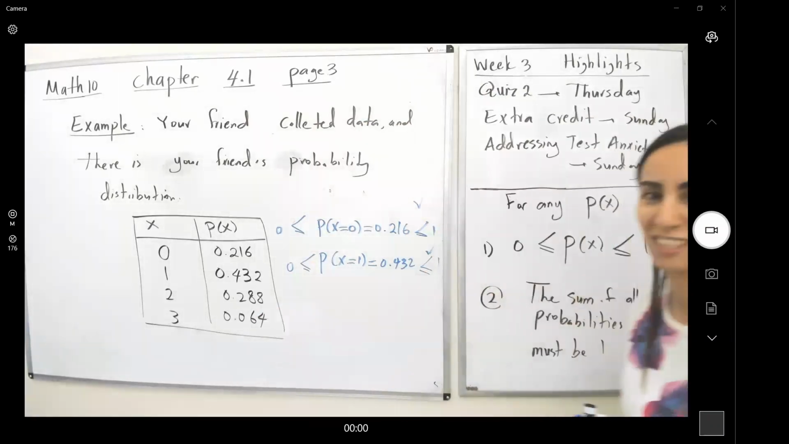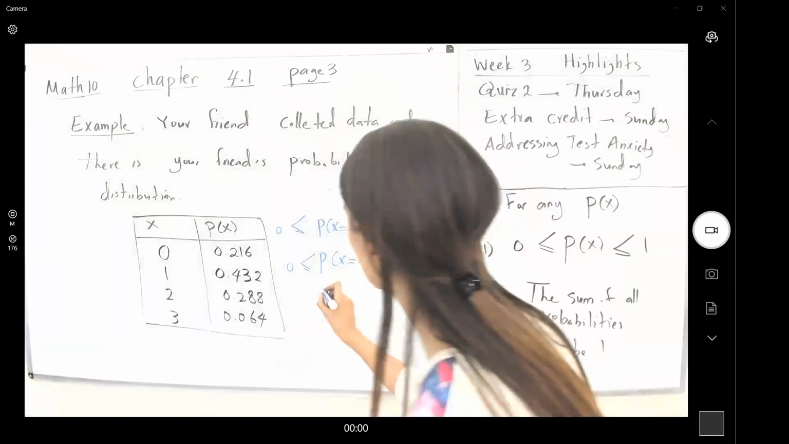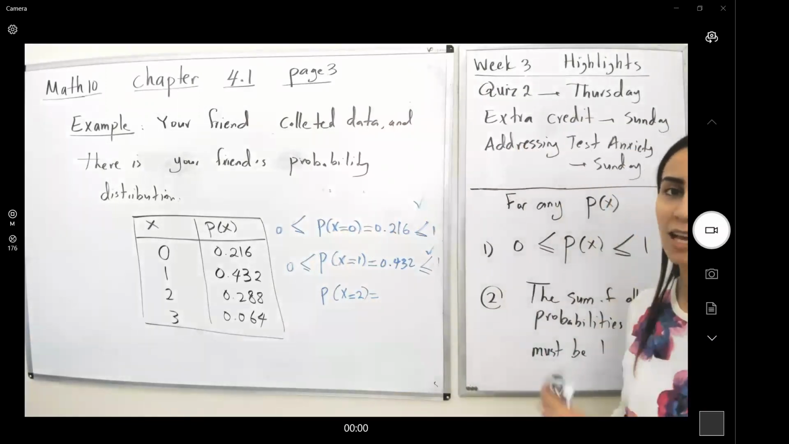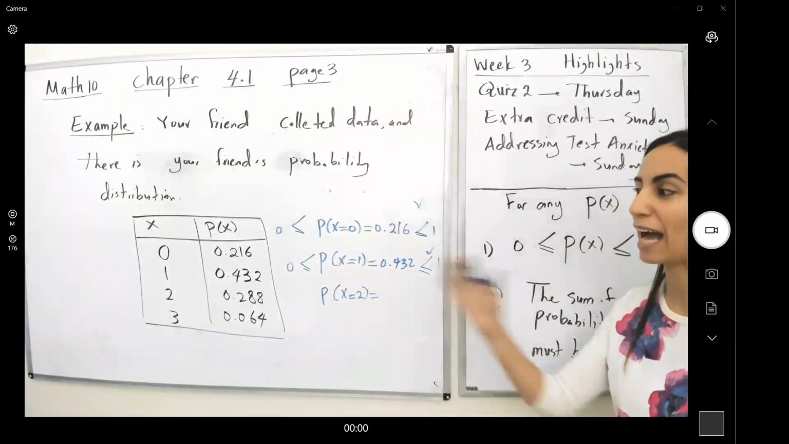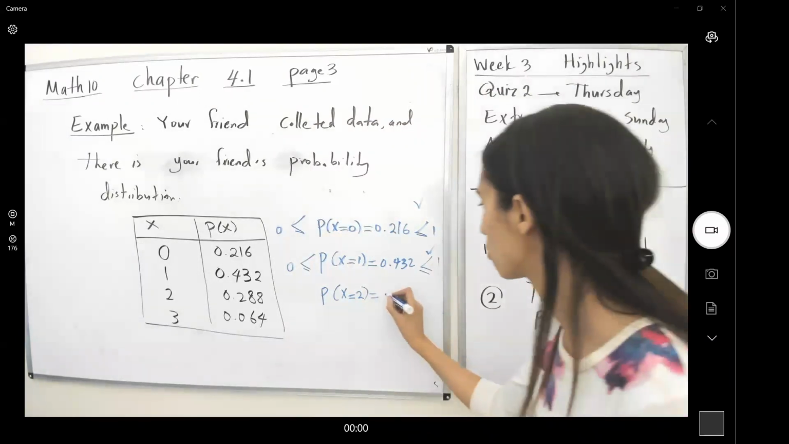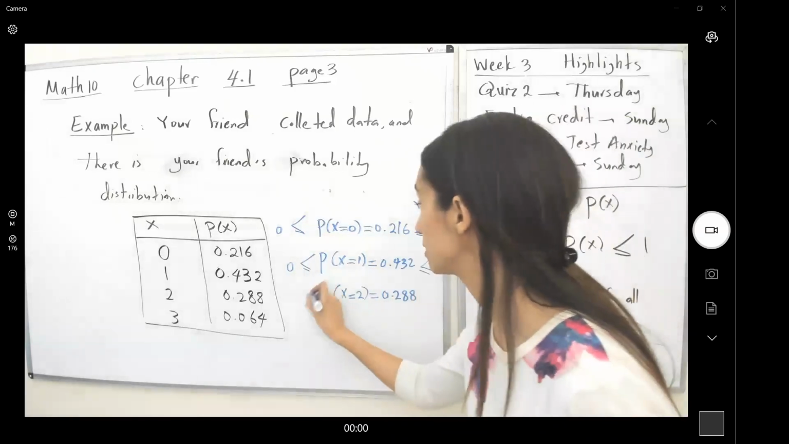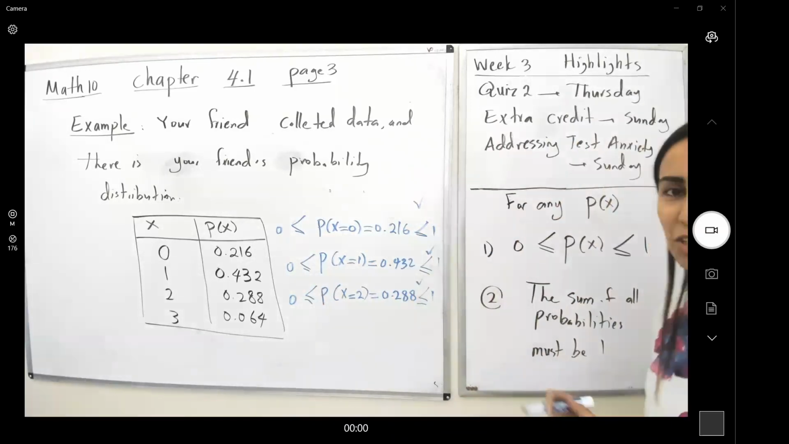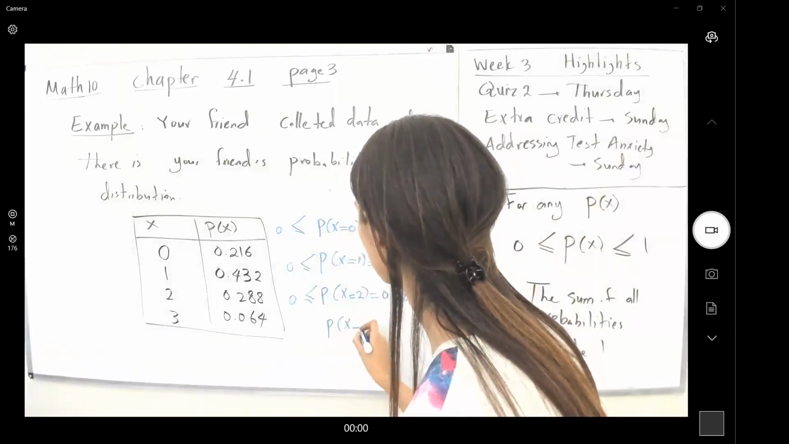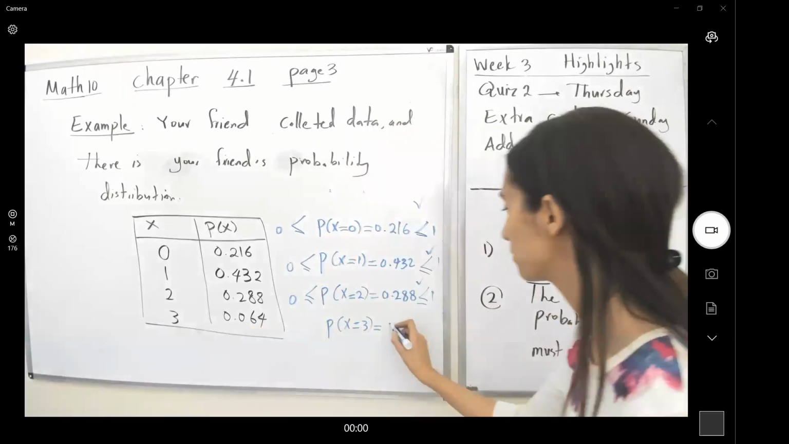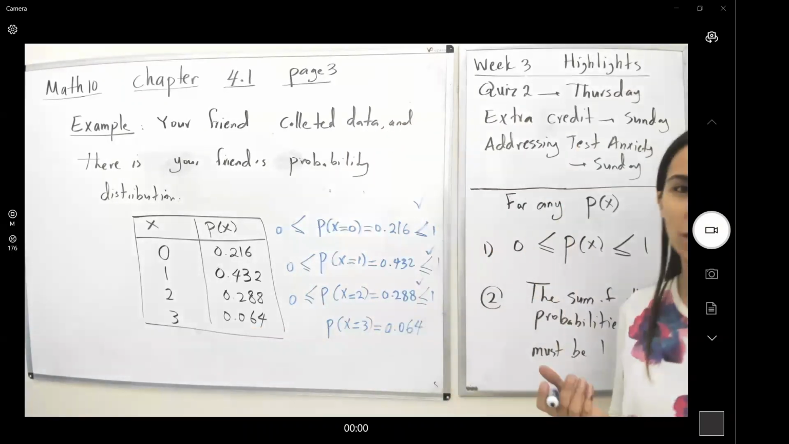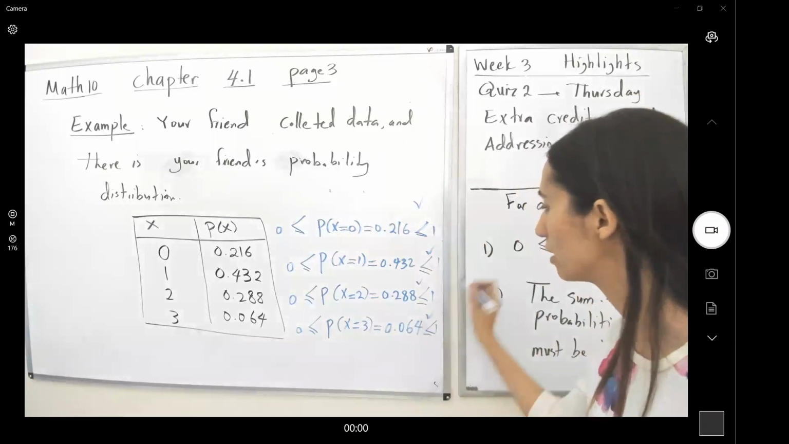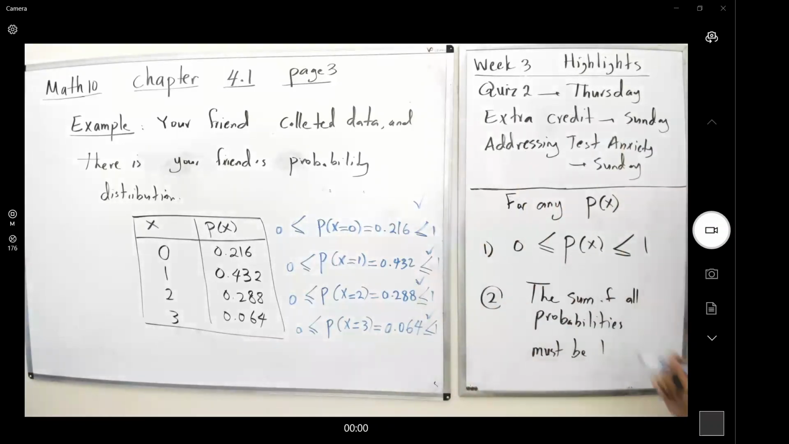How about the third one? 0.288. P of x equals 2. The probability that you randomly select a value and that value is equal to 2 is 0.288. Is this a number between 0 and 1? Of course. And finally, the probability of x being 3 is equal to 0.064, which is a small number between 0 and 1. So we don't have any problem here as well. We're good. So the first condition is met.